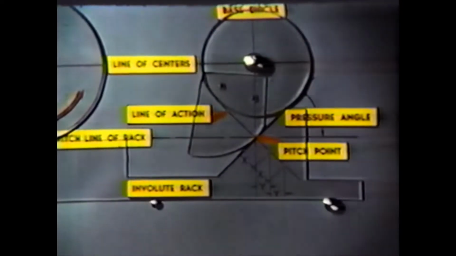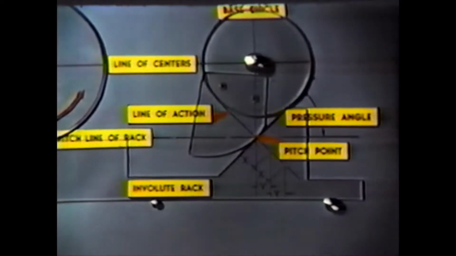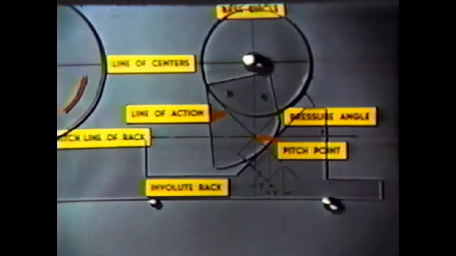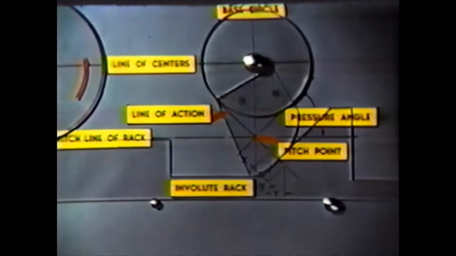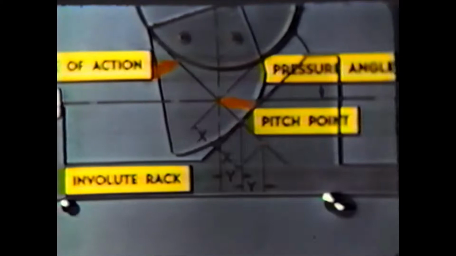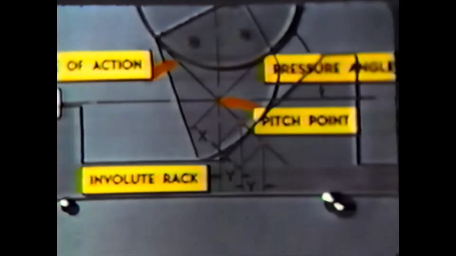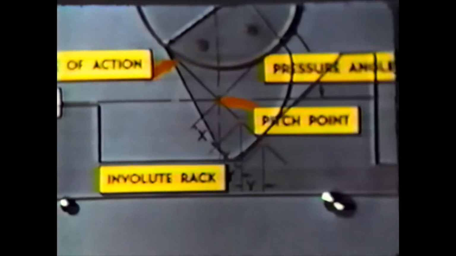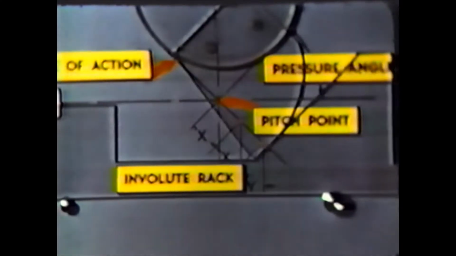The parent rack of the involute system of gearing has straight sides. Here, the involute template is driving the rack with uniform linear motion. When the involute template has traveled distance x along the line of action, the rack has moved distance y. A similar movement of the template will carry the rack along a similar distance y, thus indicating uniform linear motion.